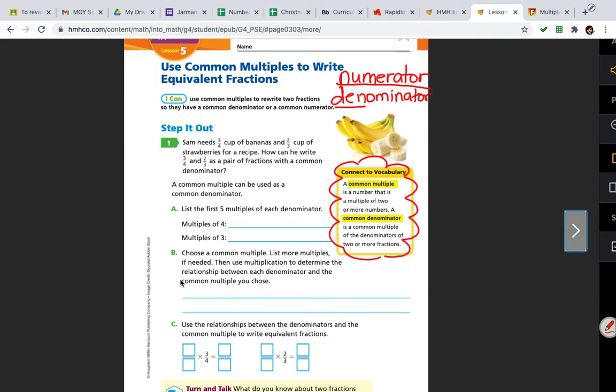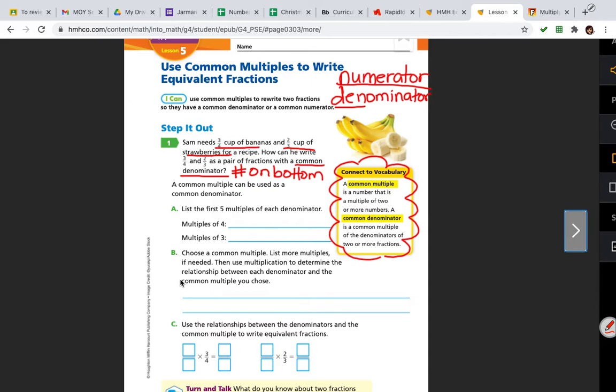All right, so let's look at this. Sam needs 3/4 cups of bananas and 2/3 cups of strawberries for a recipe. So 3/4 bananas, 2/3 for strawberries. How can you write 3/4 and 2/3 as a pair of fractions with a common denominator? Remember, the denominator is the number on the bottom.